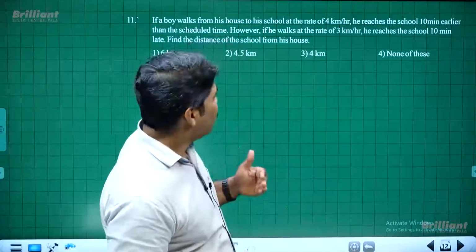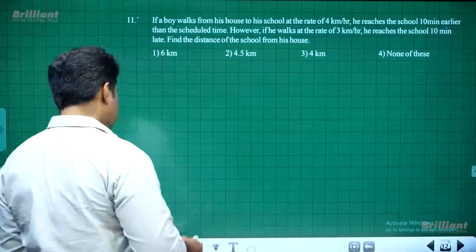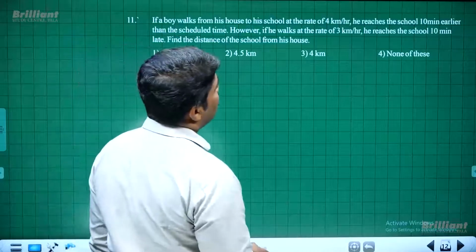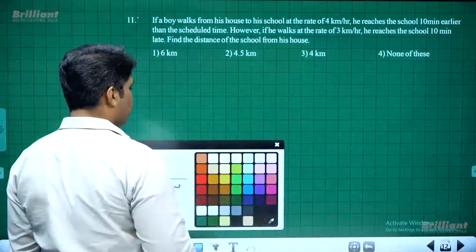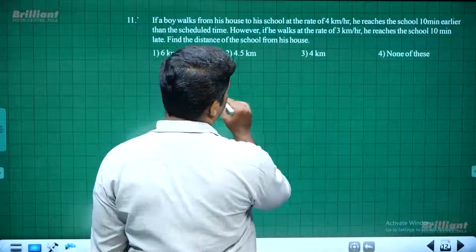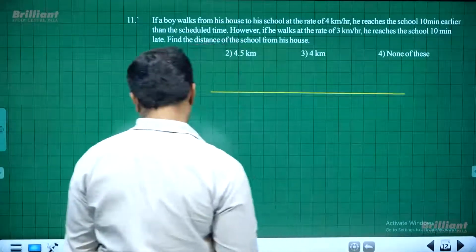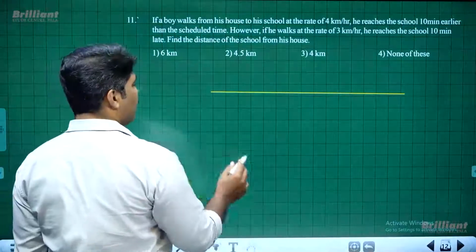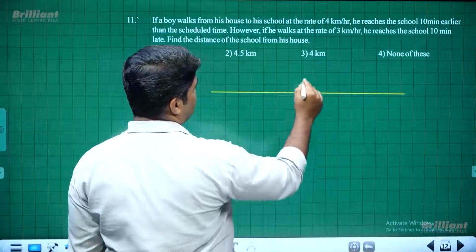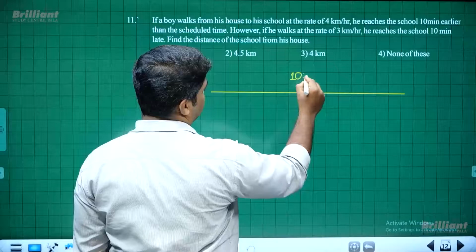So what is the method? First of all, you have to understand the basic idea of this concept. We can consider a timeline. This is a timeline. Why are we considering the timeline? There is a time we just fixed, that is equal to 10 a.m.